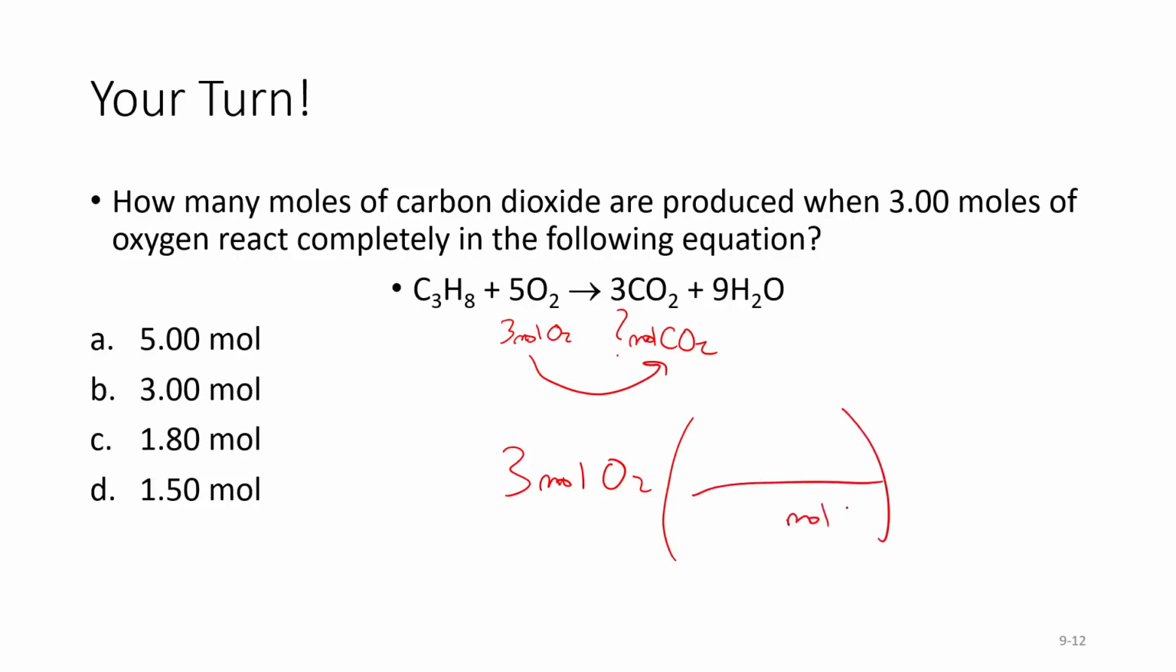Moles of O2 goes on the bottom. We're converting to moles of CO2, and we're going to fill in our coefficients. There's a number 5 in front of the O2 and a number 3 in front of the CO2. We're going to multiply across the top, divide away the bottom, and we get 1.8 moles.